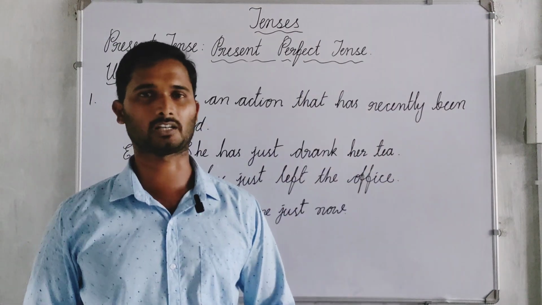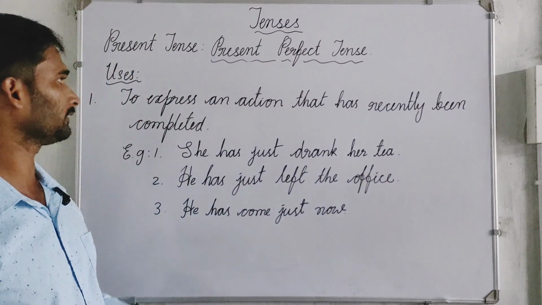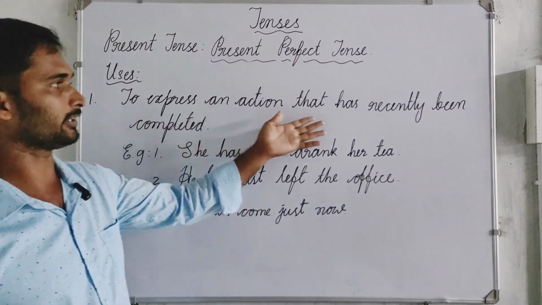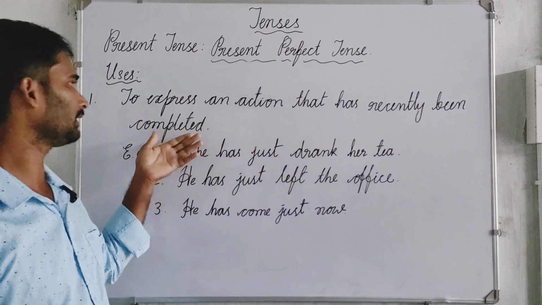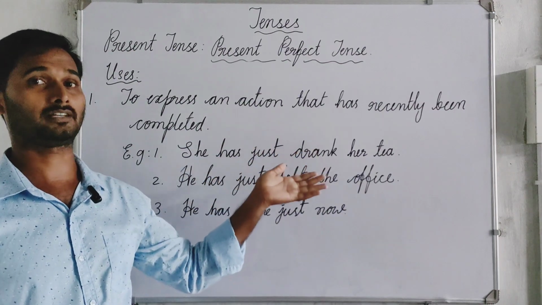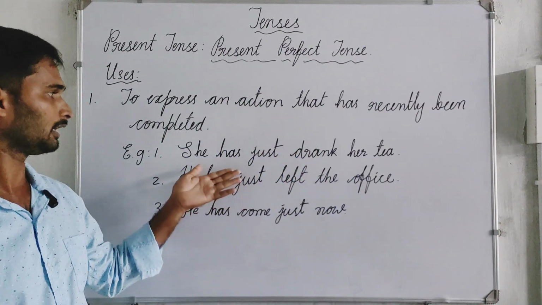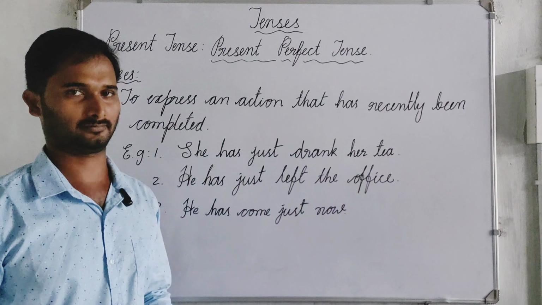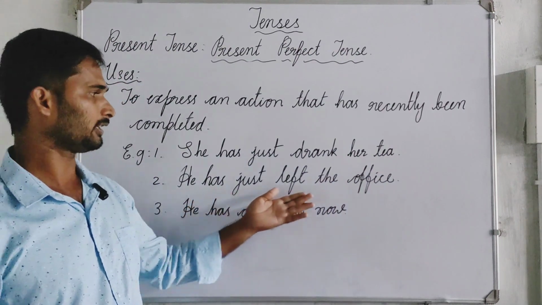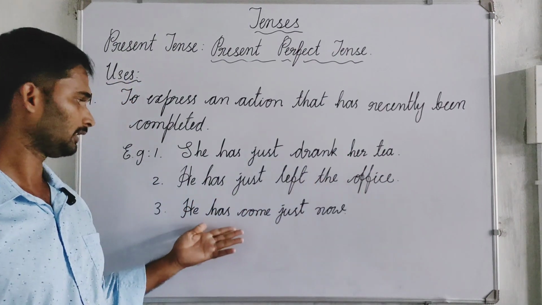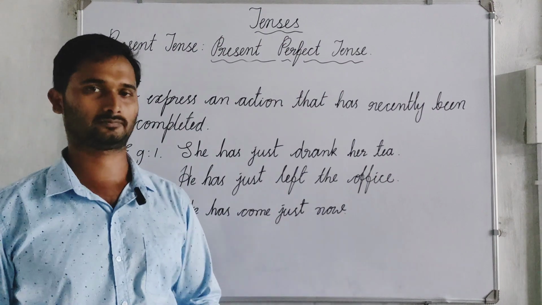Let us learn the uses of the present perfect tense. Here is the first use. It expresses an action that has recently been completed, means just now completed actions. Here are a few examples. She has just drunk her tea. He has just left the office. He has come just now.